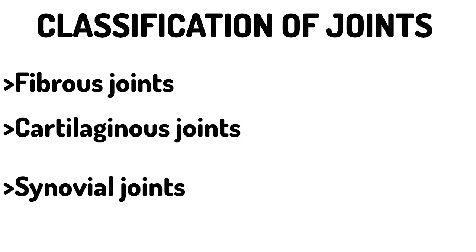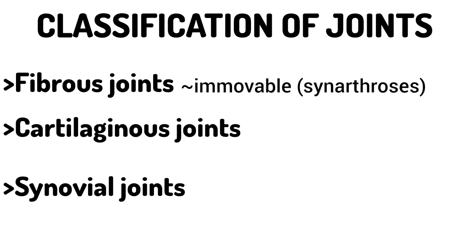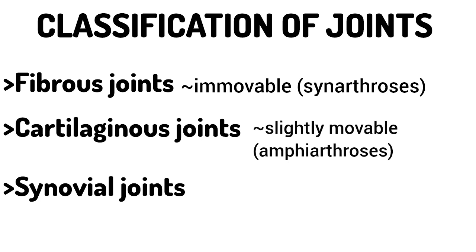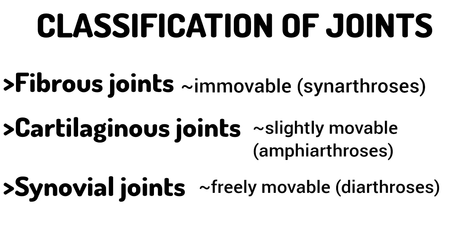And then, the amount of movement permitted can be described as synarthrosis, amphiarthrosis, and diarthrosis. Synarthrosis are immovable joints, amphiarthrosis are slightly movable joints, and diarthrosis are freely movable joints.